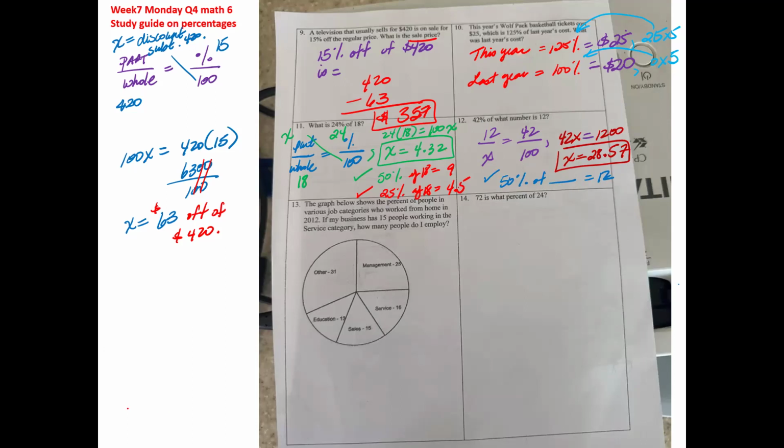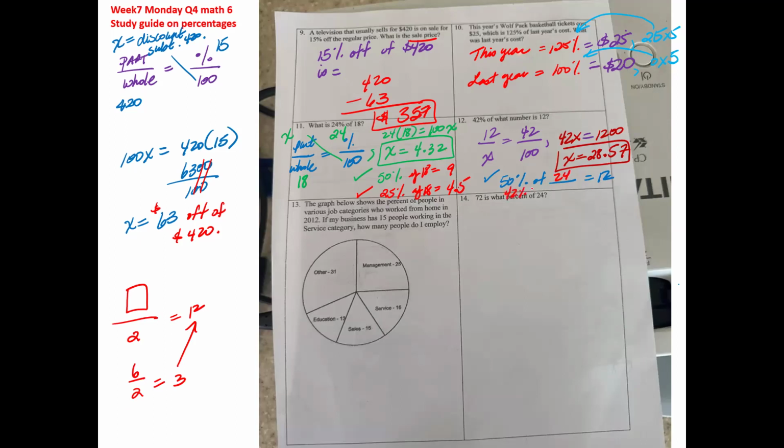Half of what number equals 12? Like what number divided by 2 equals 12? 6. 6 divided by 2 is 3. Okay, that's not it. What number divided by 2 equals 12? 6 divided by 2 is 3. 3 is not 12. 24. There you go. 50% of 24 is 12.